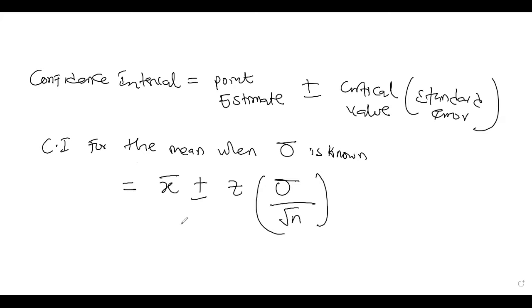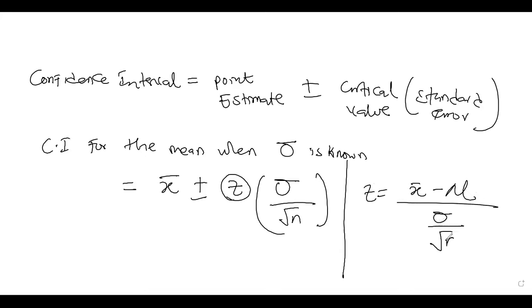Remember that this critical value corresponds with a certain confidence level. But for the purpose of hypothesis testing, if you want to compute the critical value yourself, remember that z is equal to the sample mean minus the population mean, all over the standard error. So that is the formula for the z when we are doing hypothesis testing.